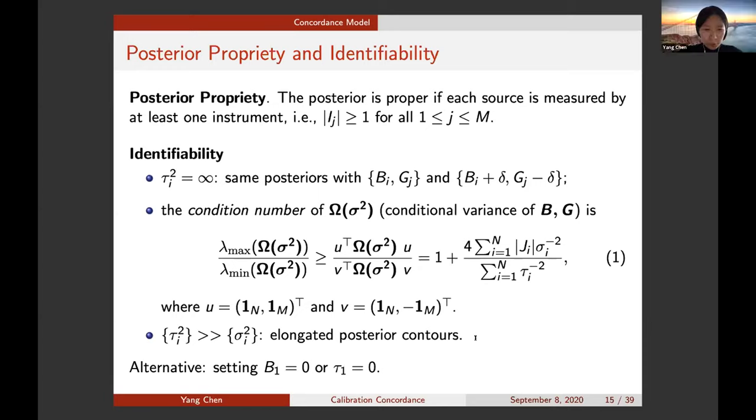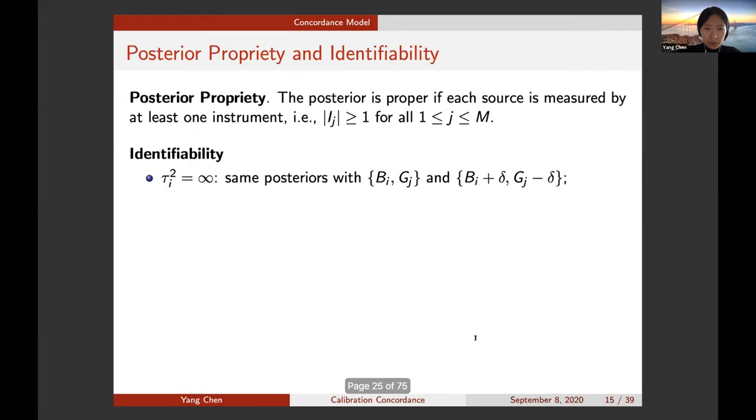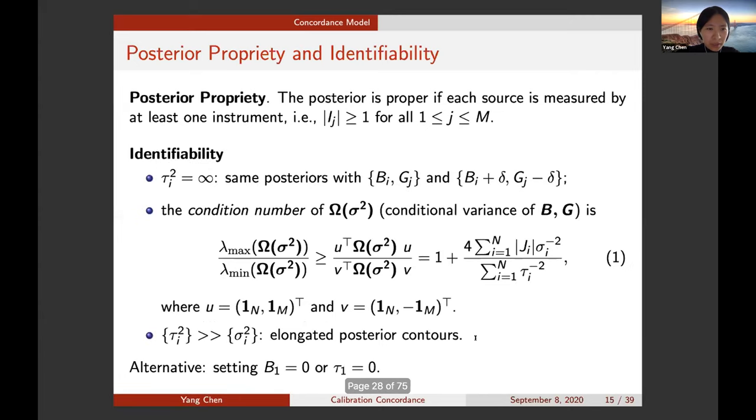Yeah, here we don't have an exact non-identifiability problem, but we have a near non-identifiability problem if the tau is too large. And now we have given the model, which is the Bayesian hierarchical model given on this page. And next is about the computation: how we do inference, how we infer the Bi and Gj, and also the sigma I for this problem.